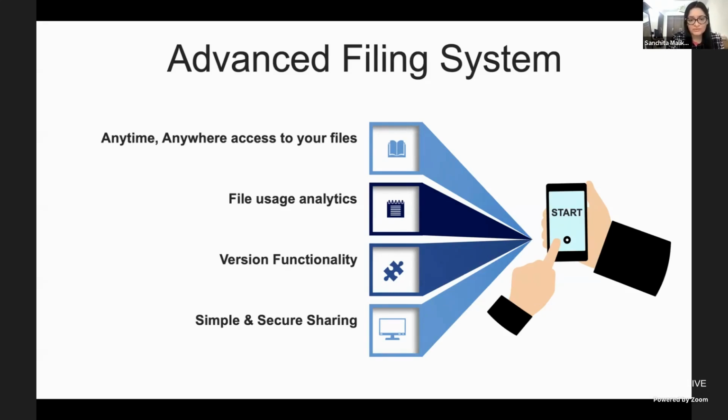If no, great. If yes, then we do need a robust taxonomy. Advanced file systems like DAM are all about maximizing the value of content operations, with benefits including anytime, anywhere access to your files from a centralized portal, file usage analysis to maximize the content return on investment and discover your winning assets, version functionality to ensure you always get your files in the correct size and format, and simple and secure sharing of files, both internally and externally.